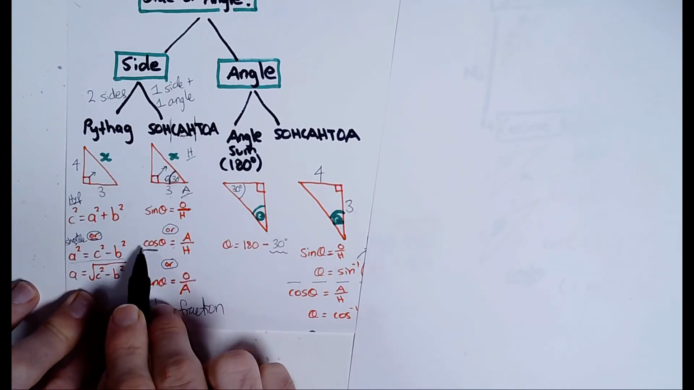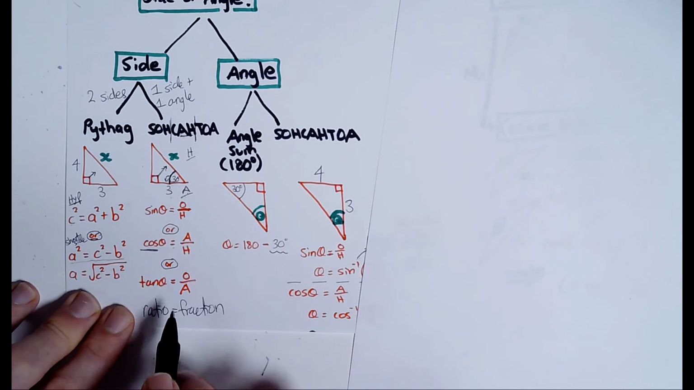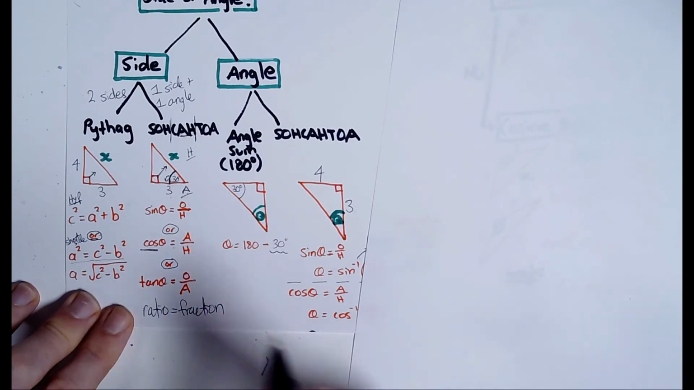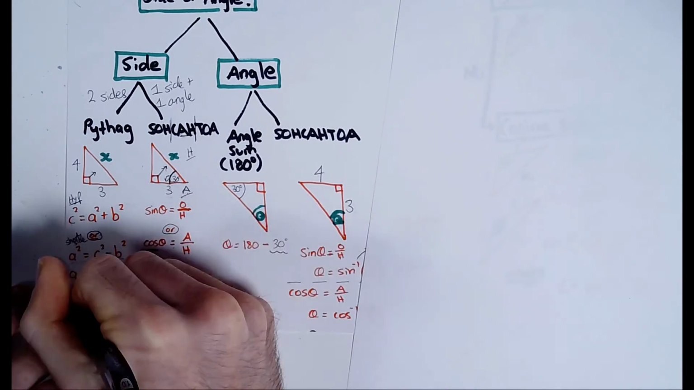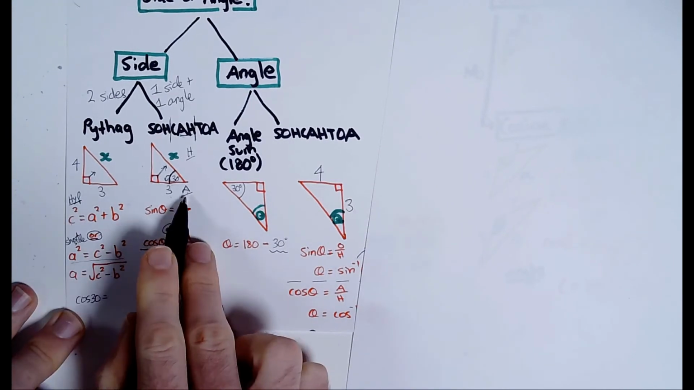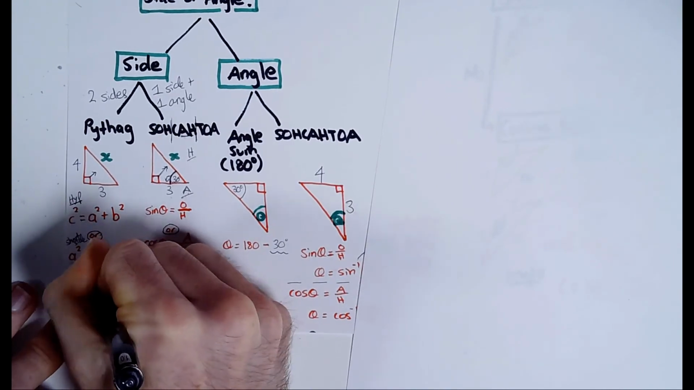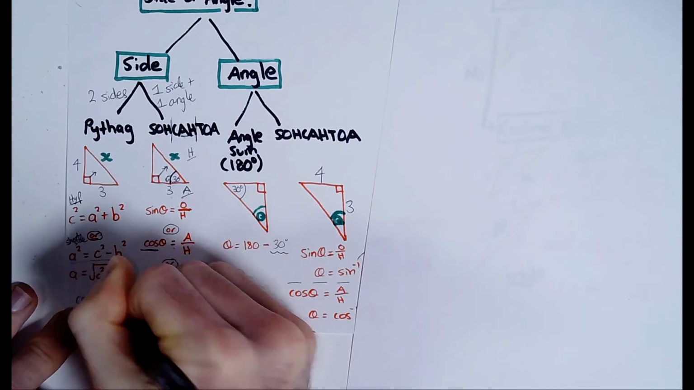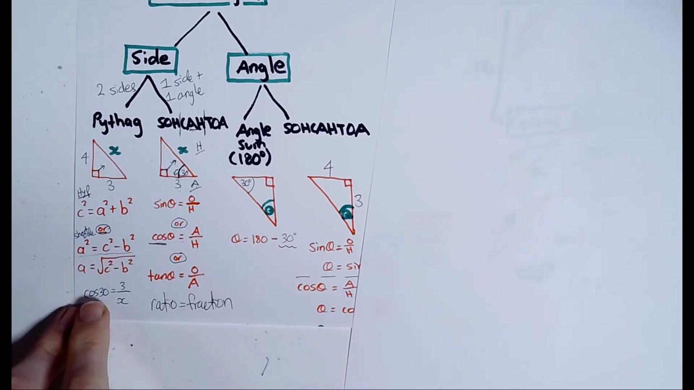So if I then want to apply this to our situation here, I would write cos 30. I'll do it down here. Cos 30 equals the adjacent side, which we said was 3, over the hypotenuse, which is the thing we're trying to find, which is x. So you see we have an equation.